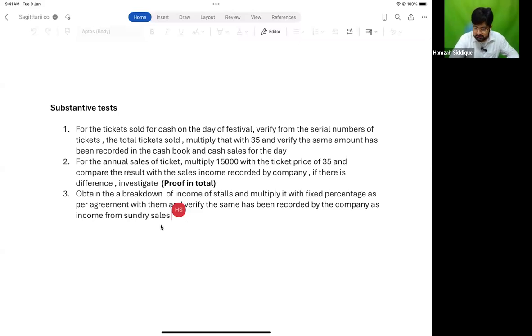So students, the same should be recorded as income from sundry sales in the company's financial statements. Same has been recorded. So sundry sales are also done. Now come the donations.